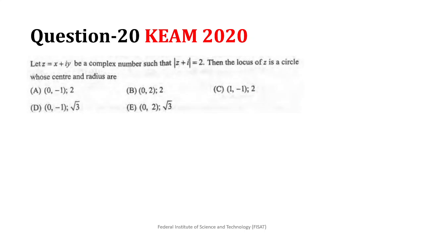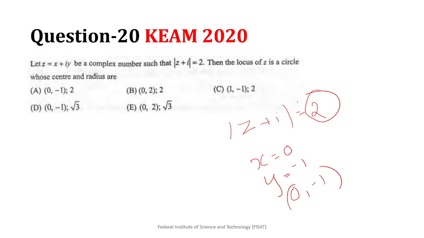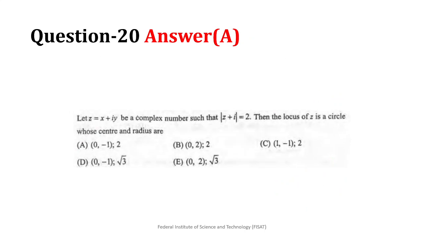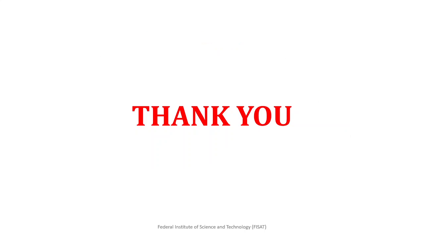Then let z equal x plus iy be a complex number such that mod of z plus i equals 2. Then the locus of z is a circle whose center and radius are? You can easily find it out here. Mod of z plus i equals 2. That means the real part is 0, or x equals 0, and y is equal to minus 1. So the center is at 0, minus 1 and the radius is 2. So the answer is option A. So all the best for your exams and thank you.